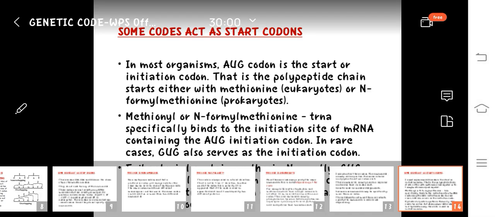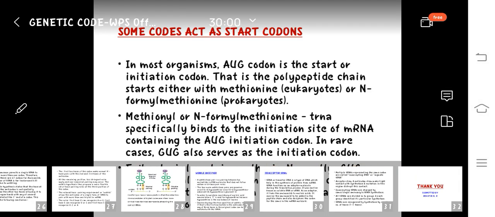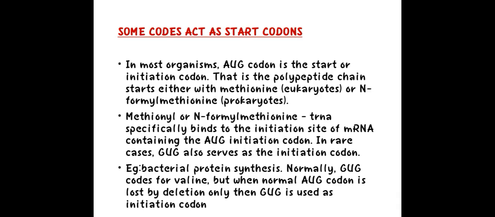Some codons act as start codons. In most organisms, the AUG codon is the start or initiation codon, that is, the polypeptide chain starts with methionine in eukaryotes or N-formyl methionine in prokaryotes. Methionine and N-formyl methionine tRNA specifically bind to the initiation site of mRNA containing the AUG initiation codon. In rare cases, GUG also serves as an initiation codon in bacterial protein synthesis. Normally, GUG codes for valine, but when the normal AUG codon is lost by deletion, the GUG is used as the initiation codon.